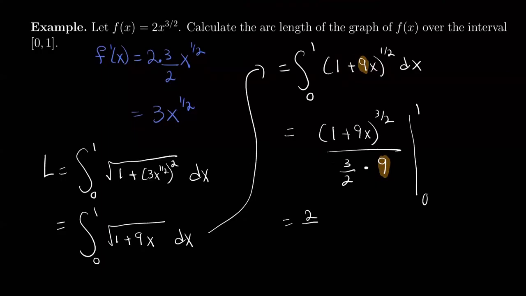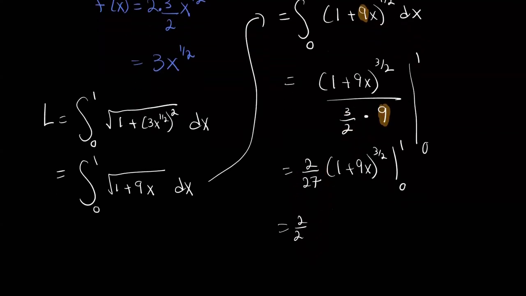So that's going to become 2 over 27 times 1 plus 9x to the 3/2 evaluated from 0 to 1. This is because 3 times 9 is 27, and 27 divided by 2 is on the bottom. To divide by fractions, you multiply by the reciprocal. Okay, and then I'm going to plug and chug. So now I have 2 over 27. If I plugged in 1, I got 1 plus 9, which is 10 to the 3/2, minus 2 over 27. If I plugged in 0, I got 1 to the power of 3/2, and 1 to the 3/2 is just 1, so I don't need to write it.